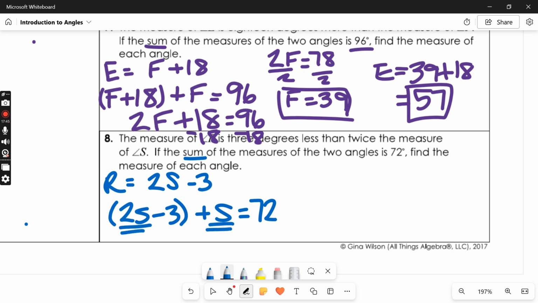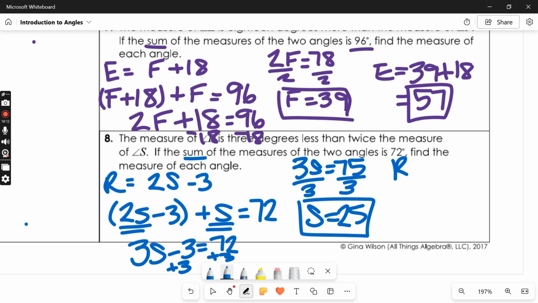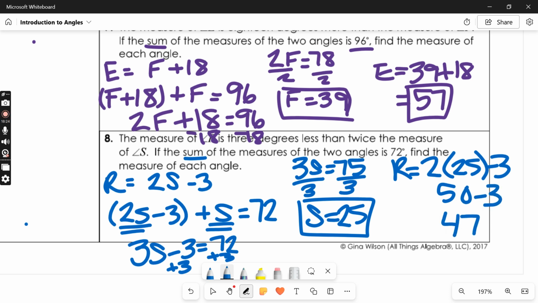Combining my like terms, it gives me 3S minus 3 is equal to 72. I'm going to start by adding 3. So that means that 3S is equal to 75. Divide both sides by 3, and I get that S is 25 degrees. And then I need to find R. R is going to be 2 times 25 minus 3, which is 50 minus 3, which is 47.